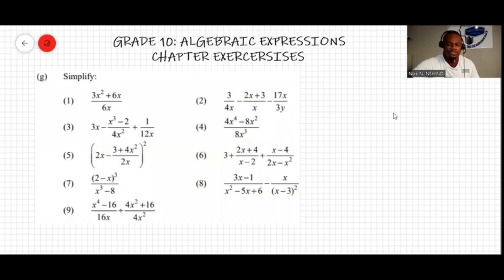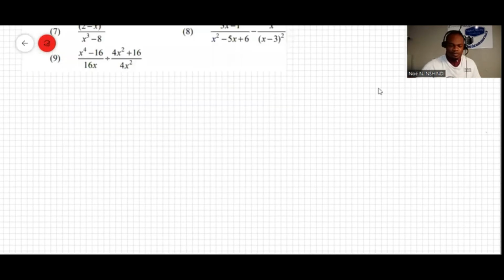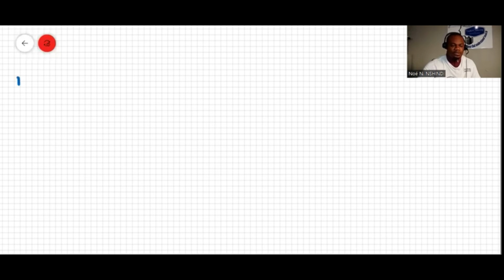Well, we have another question here: simplify. We're going to simplify these questions. I am going to write question 1. Question 1 says 3x squared plus 6x all over 6x.